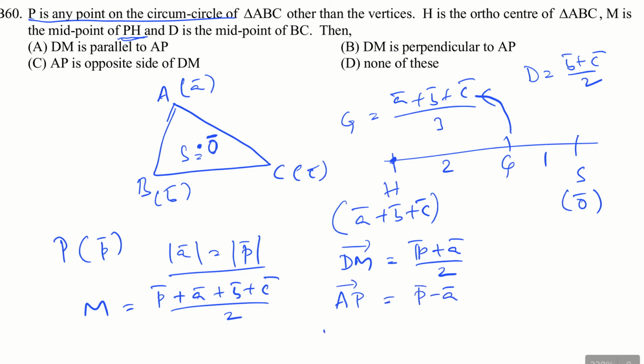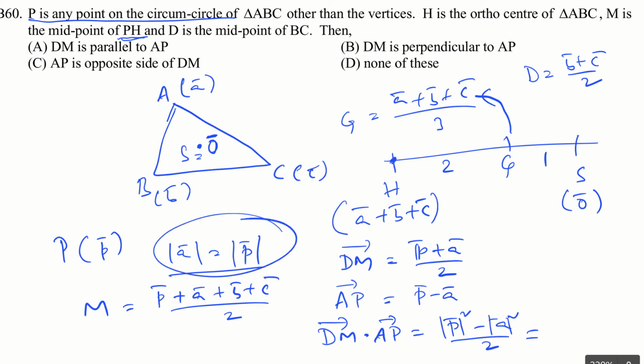So I observe that DM bar dot AP bar is nothing but mod P bar square minus mod A bar square by 2. But we know that mod A bar equals mod P bar, therefore this is 0. It means that DM is perpendicular to AP. Let's go to next problem.